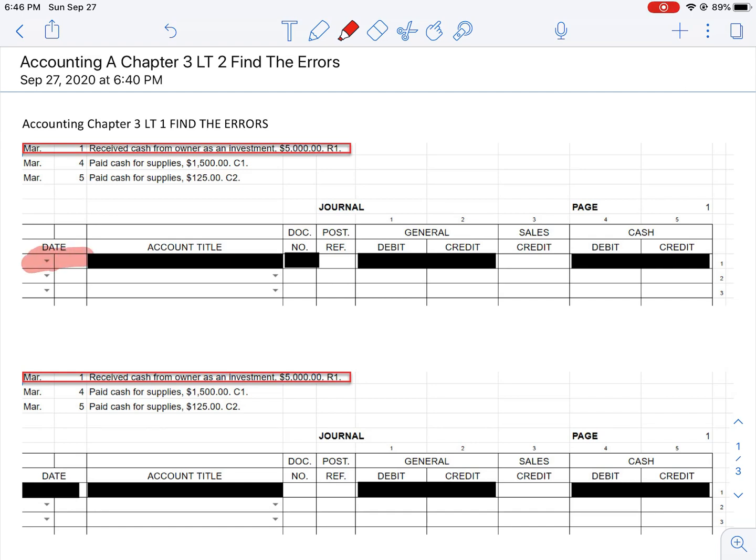A common error that people make is actually over here. They do not put the date. So in this case, we would put March 1 over there. Now this is also assuming that all the blacked out stuff are correct. This is only showing one error.